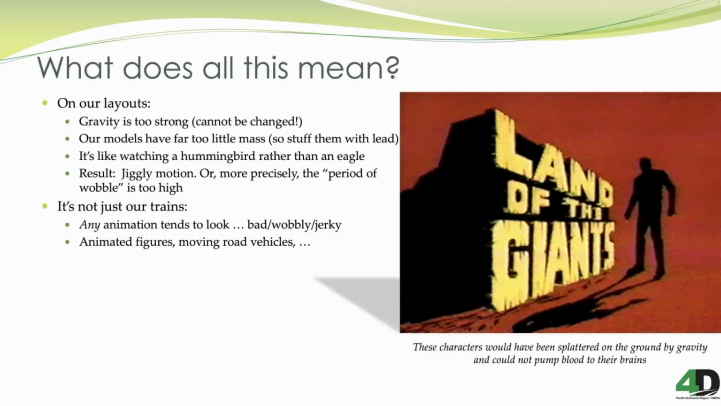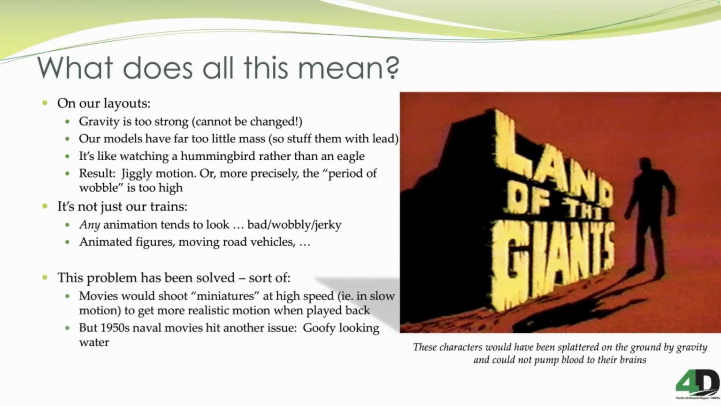So just in summary, what's this all mean? On our layouts, gravity is too strong, cannot be changed. Our models have far too little mass. So stuff them with lead, maybe stick it on the roof. I think it's like watching a hummingbird move in our layouts rather than watching an eagle soar around. So that's where we get the jiggly motion. The period of wobble is too high. And it's not just our trains. Effectively, any animation looks bad, wobbly, jerky because of that, whether it's those magno rail things moving around I showed you earlier, moving road vehicles, other animations. They always tend to look like bad movement, wobbly and jerky.